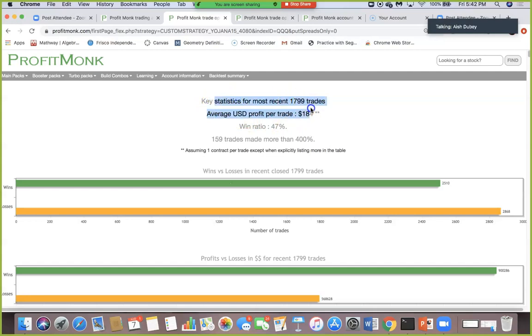So these are the key statistics for the most recent 1799 trades that have been made since January 2013. Every trade is basically some sort of spread. We talked about spreads. Every trade is a combination of put credit spread, or in combination with ITM call, or it may be an ATM call and ATM put. Across all these trades, you see about $180 average profit. A very small number of trades made a large amount of money, but I don't think that's that interesting. Win ratio is about 47%.